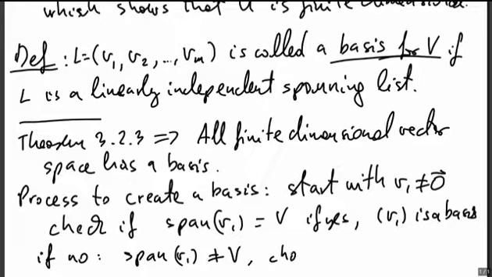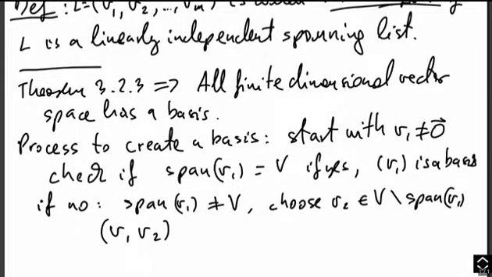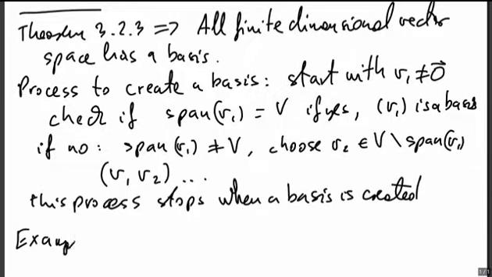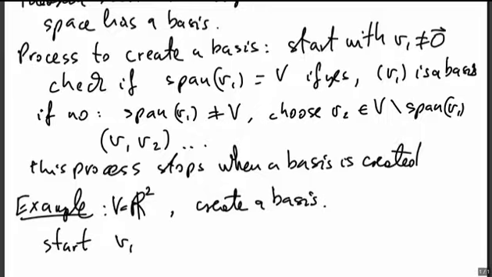space. Then we can choose V2, which is in the space V but not in the span of V1, and then we add this V2, and then we continue this process. And the theorem says that at some point this process will stop and you get a linearly independent spanning list. Let's see a very simple example. Again, in R2, as usual, we want to create a basis. Okay, so let's start, for example, with vector V1, which is, let's say, (1, 3).